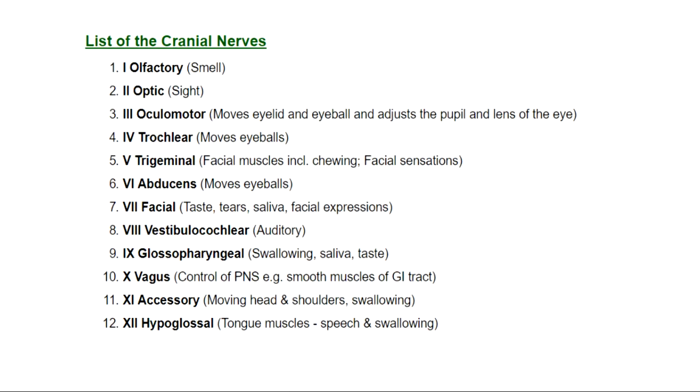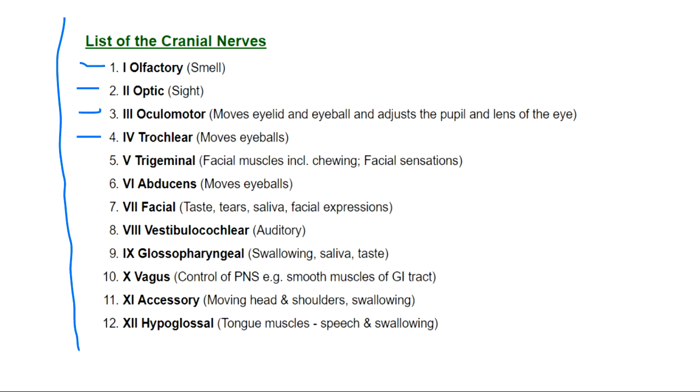Okay, cranial nerves, and that's a lot of material on this one thing. I'm going to briefly go through it. Olfactory, cranial nerve 1, smell, sensory only. Optic, sight, so it's sensory only, afferent only. Oculomotor, cranial nerve 3, moves the eyelid and the eyeball and adjusts the pupil and the lens. This is what makes your pupil constrict when you shine a light in your eye. Trochlear moves the eyeballs. There's no sensory here.